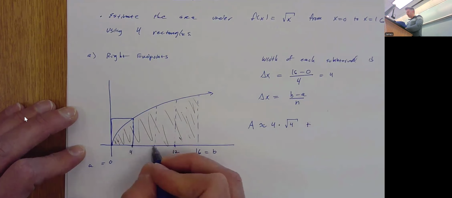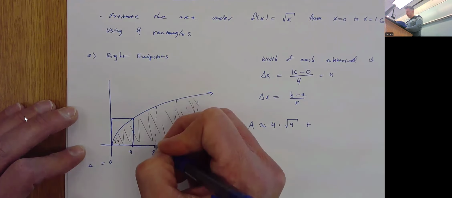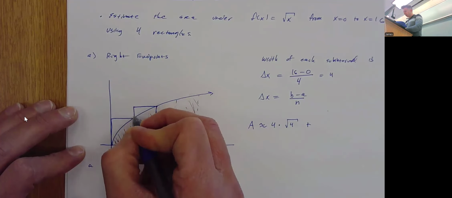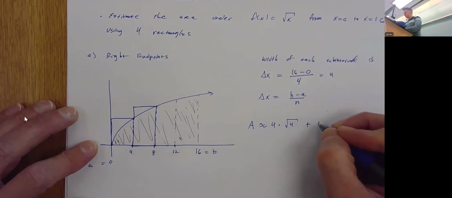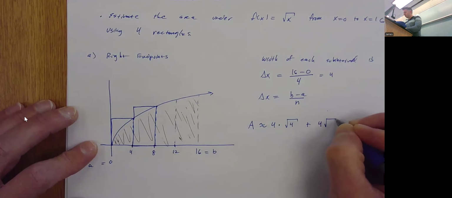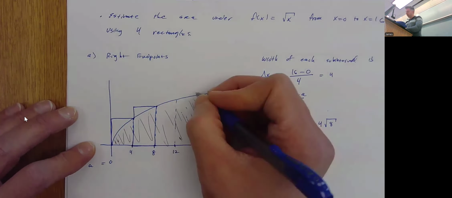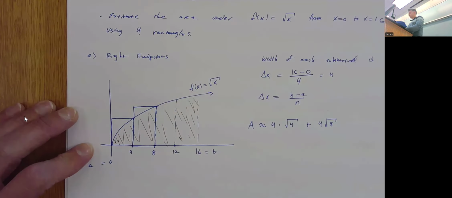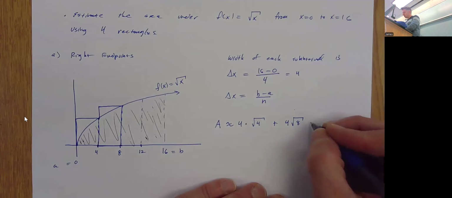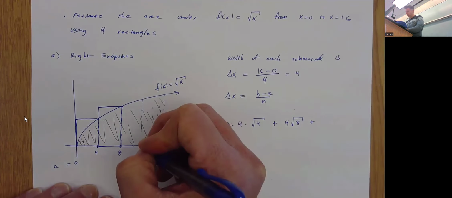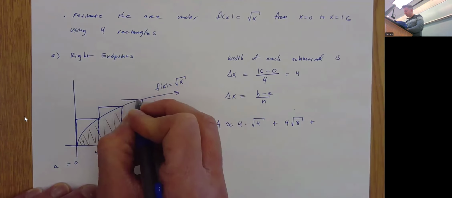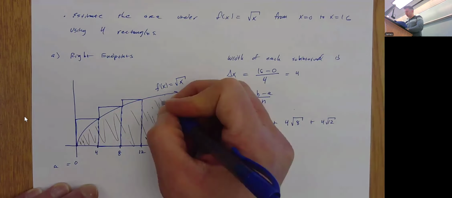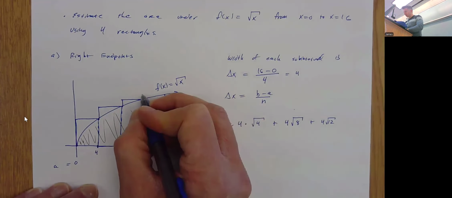The second rectangle, again, same base, but now the height's going to be the height I get when I plug in 8 and get that height for the height of the rectangle. So it's still a base of 4, but now a height which is the square root of 8. Because again, and I should write this down here, my function here is the square root of x. Continuing along, the next rectangle, still a base of 4, but now a height of square root of 12. And finally, the last rectangle here, base of 4, height of square root of 16.